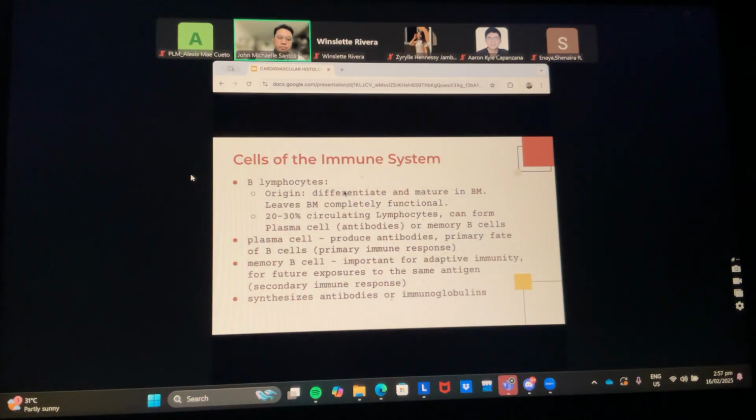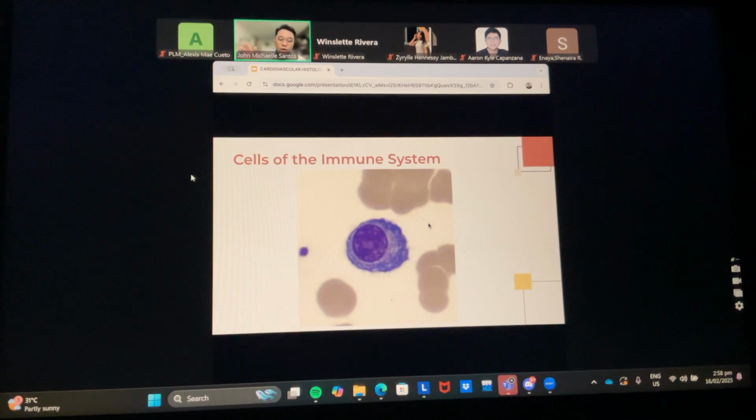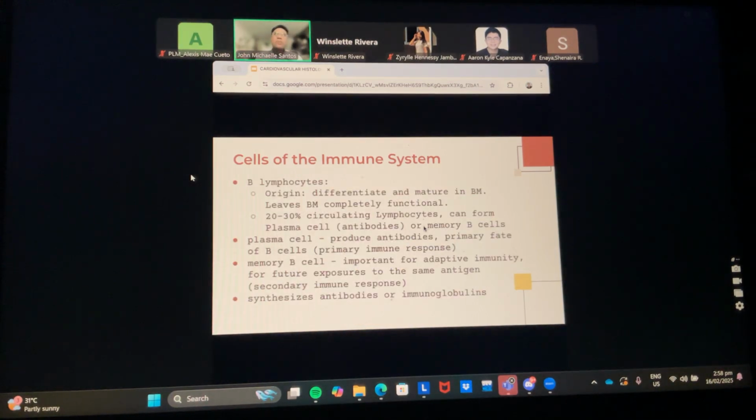So your B lymphocytes, since it is a B lymphocyte, originate in your bone marrow, okay? So they live in the bone marrow completely functional. So 20 to 30% of the circulating lymphocytes can form plasma cells, or antibodies, or memory B cells. So there are two possible fates for your B cells. Upon exposure to an antigen, it will proliferate and become a plasma cell, or a memory B cell. Okay, your memory B cell is like your IgG, but it's a cell.